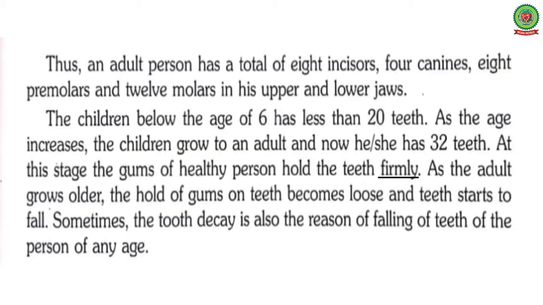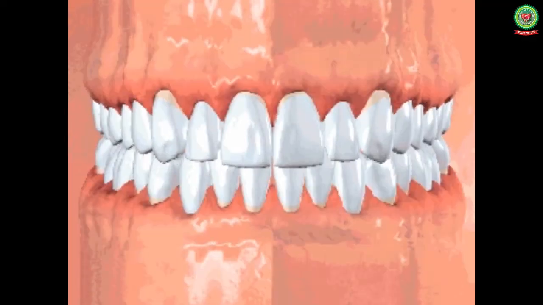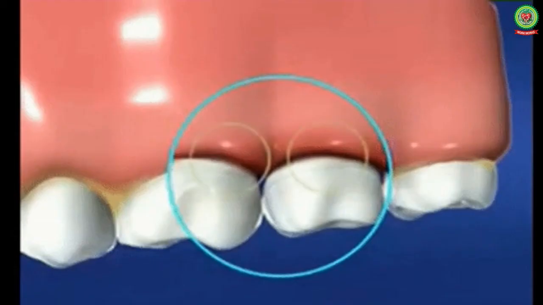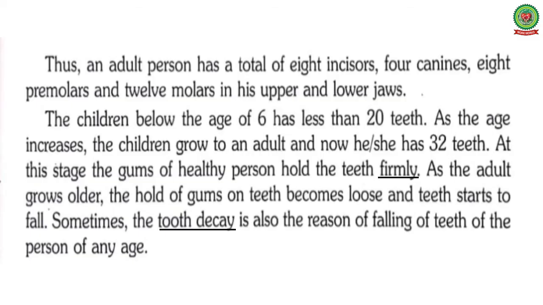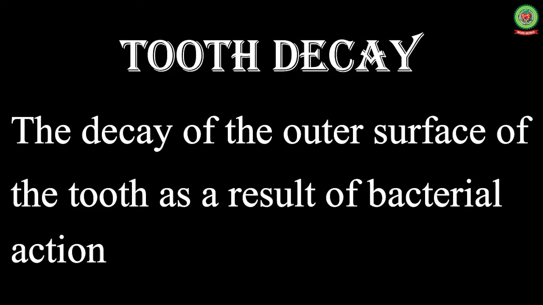As the adult grows older, the hold of gums on teeth becomes loose and teeth start to fall. The gums lose the hold on the teeth due to the growth of infectious bacteria which destroys the teeth. And finally, teeth fall off. The other reason for falling of the teeth is tooth decay. Underline the word tooth decay and write down its meaning. Decay of the outer surface of a tooth as a result of bacterial action.